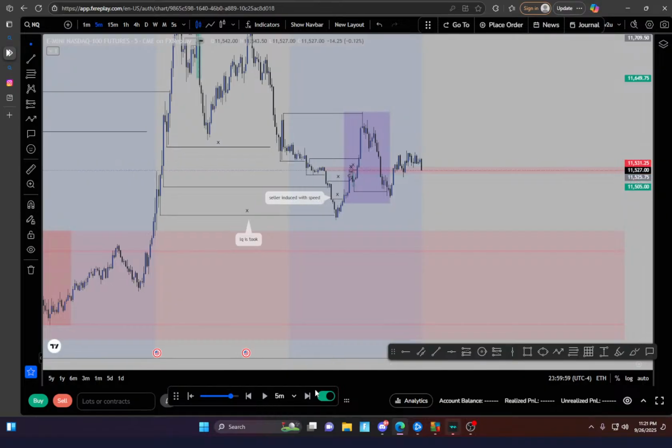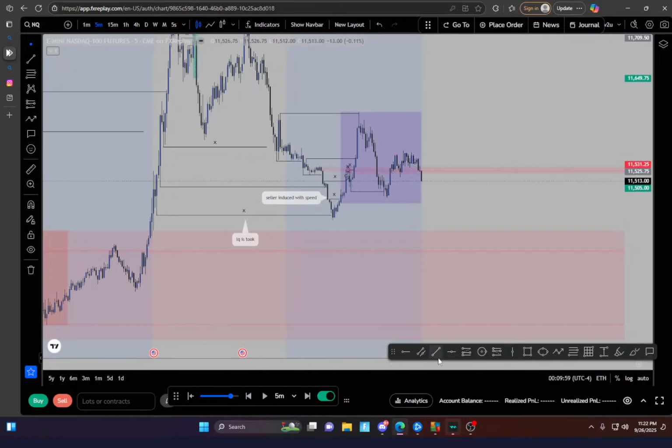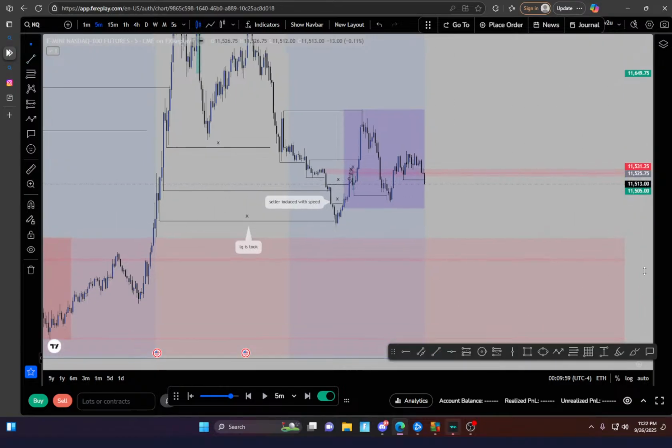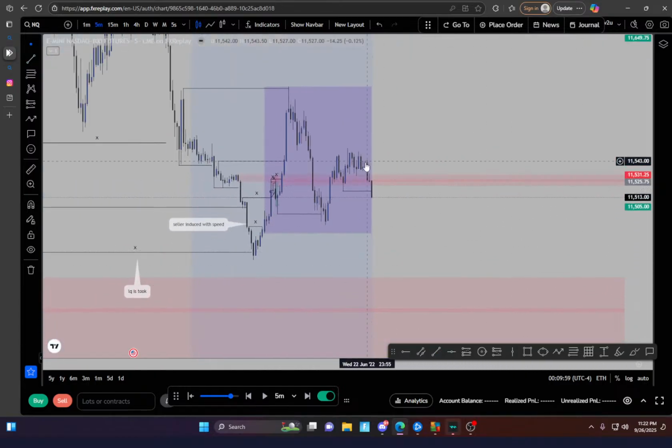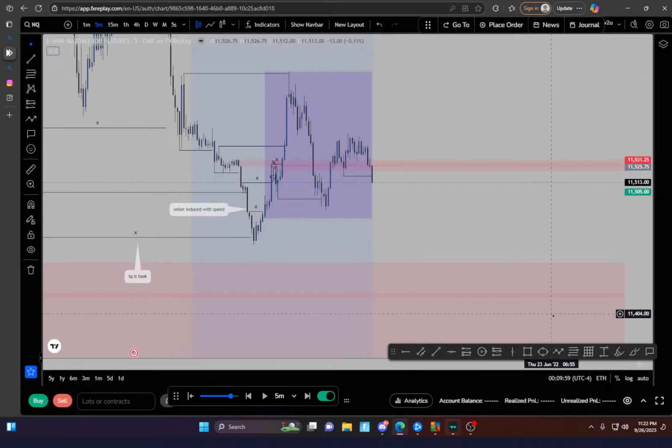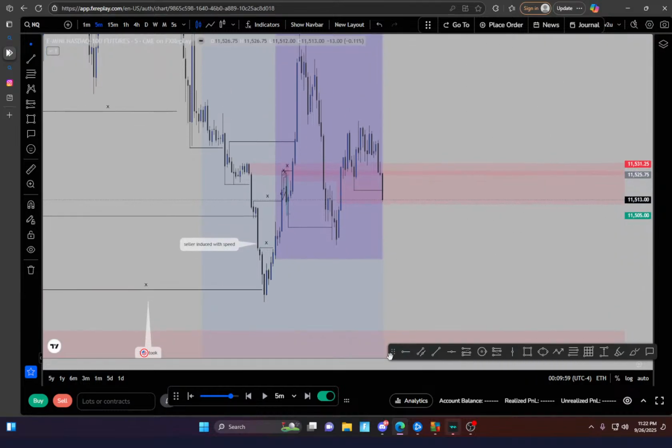I'm just trying to find a clean one. Like I said, audits are good. We're gonna sweep a low. Perfect. This is a good reaction actually. Sweep of a low with speed inside of a PD array. I said PD array, POI. It could be a fair value gap, whatever. This is a high probability of it having a clean reaction.